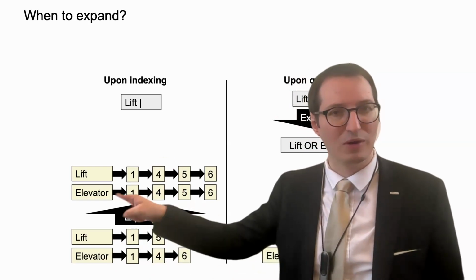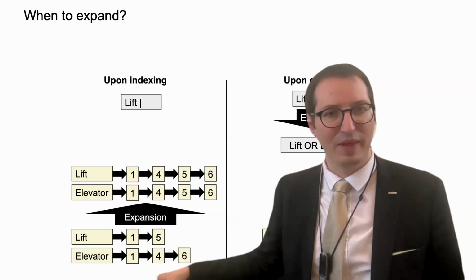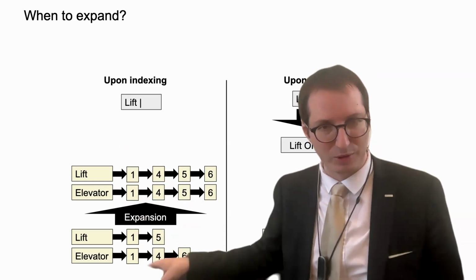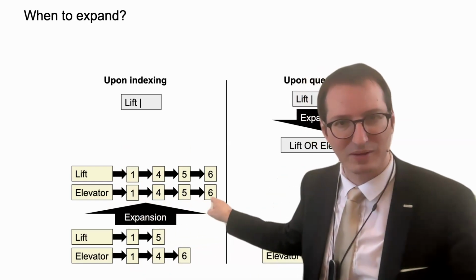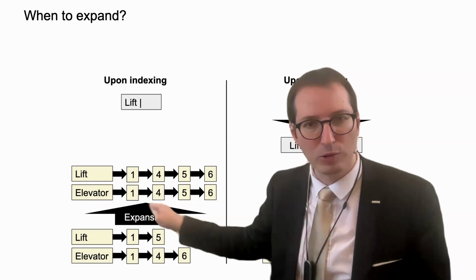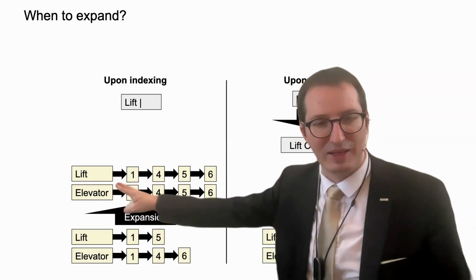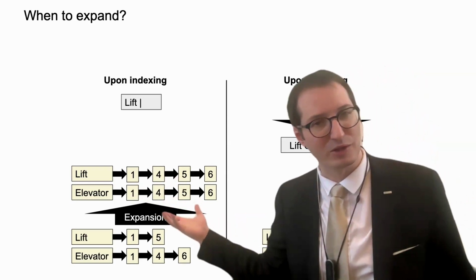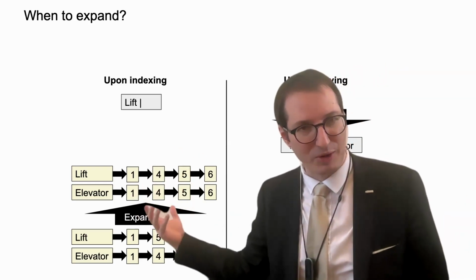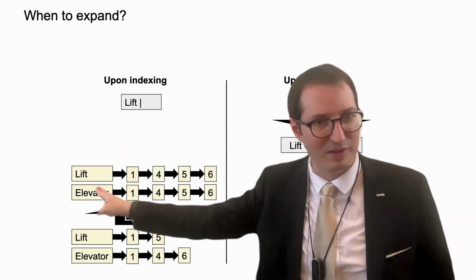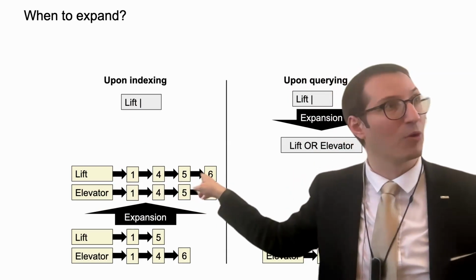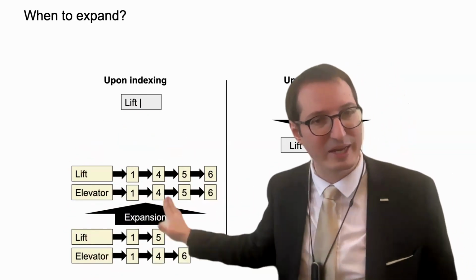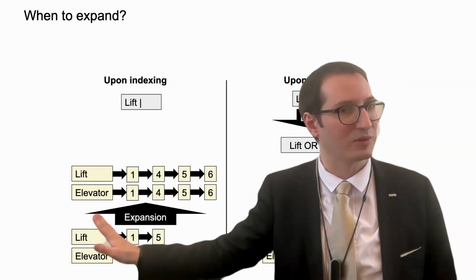So if you have this rule, lift to elevator, and maybe you also have elevator to lift. I took here a symmetric example that doesn't have to be. You expand here. Lift will also give you 4 and 6, and elevator will also give you 5, right? That's called an expansion. What it makes happen is that if the user says lift, that will also return documents 4 and 6. That's called an expansion on the index side, index expansion.